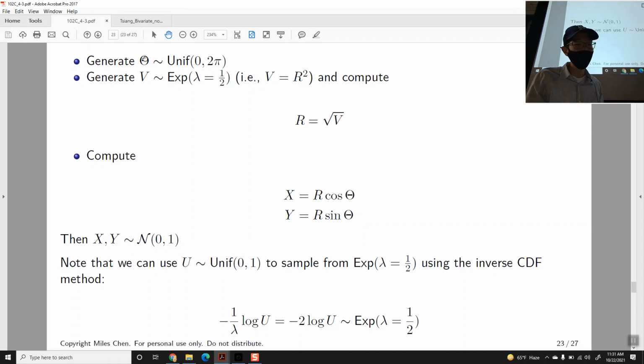So how do we implement this? Okay, well, one, we're just going to generate from the uniform distribution a value theta, representing the angle from 0 to 2 pi. And then we will generate a value v from the exponential distribution with rate parameter 1/2. And v is equal to the variable r squared, and therefore r is going to be the square root of v. And we can calculate x being r cosine theta and y being r sine theta. And this will give me two values, x and y, coming from the standard normal distribution.